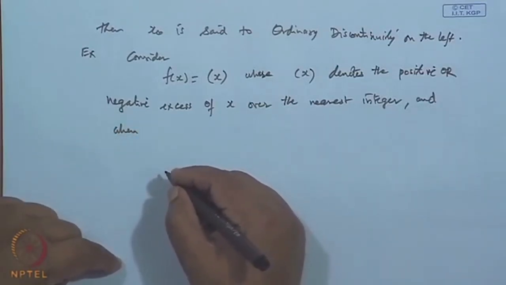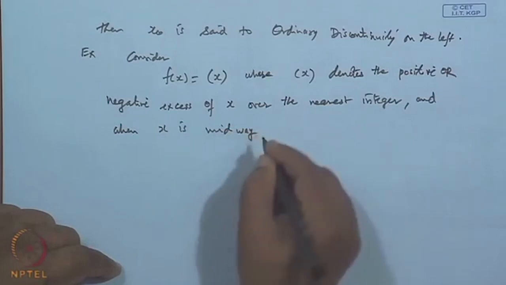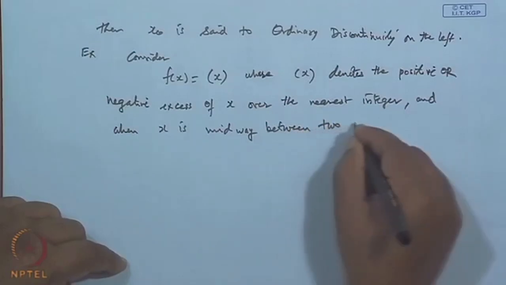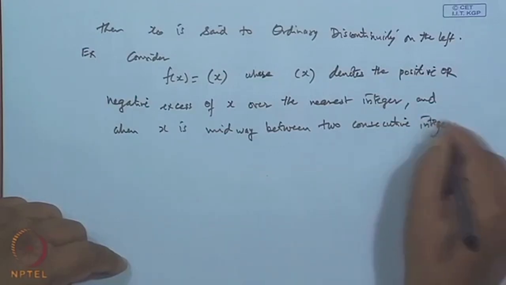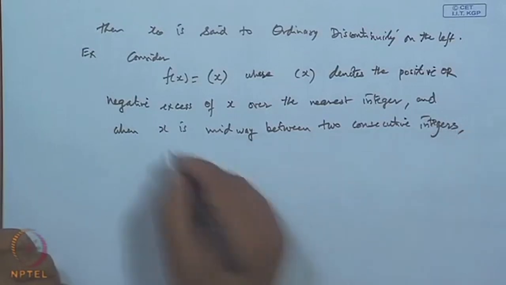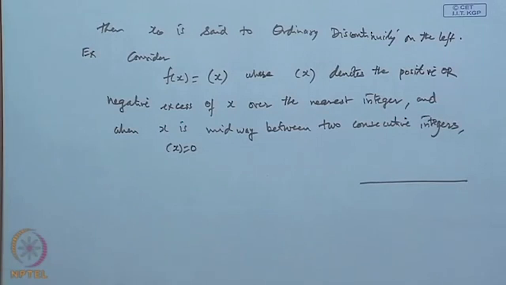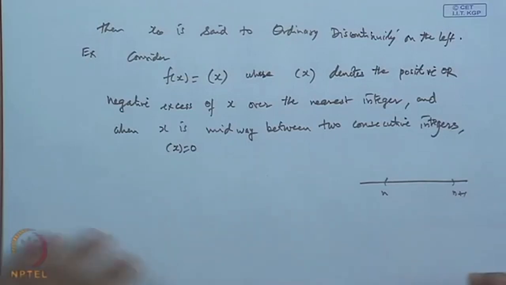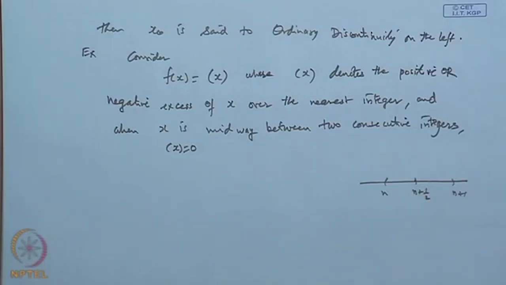And when x is midway between two consecutive integers, then the value of this is 0. It means what? Suppose we have the function, say here is n, here is n plus 1. Let us take these two consecutive integers. Then this point is n plus half. It is the middle point for this interval.